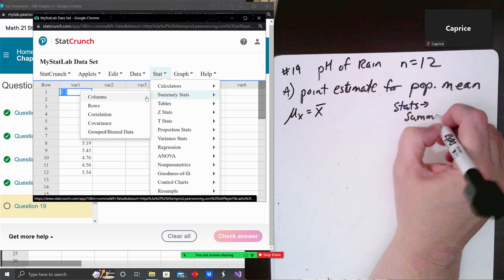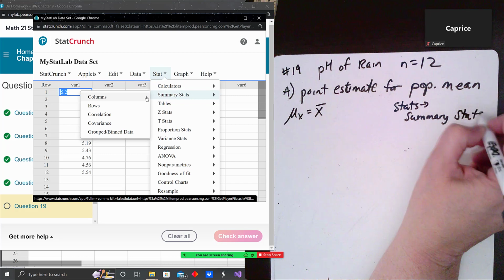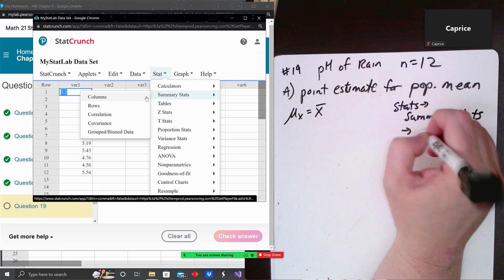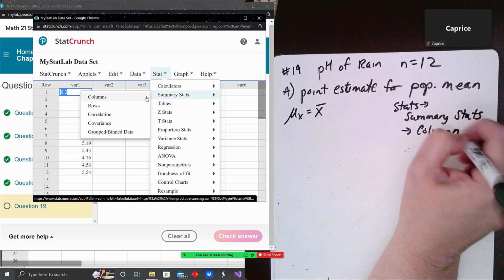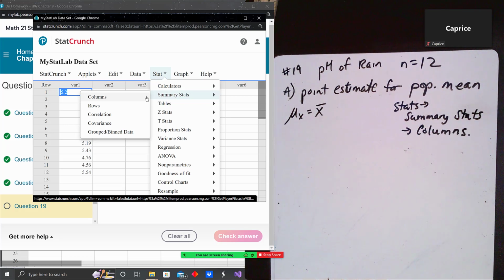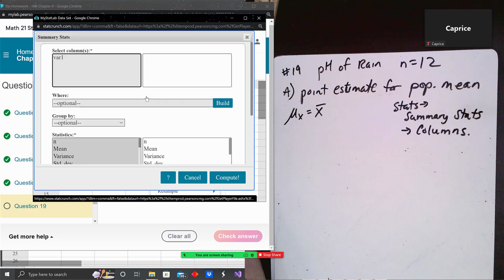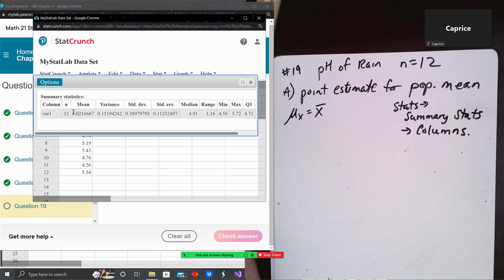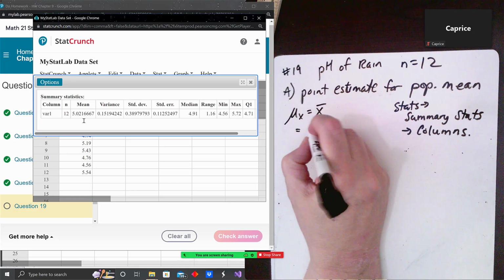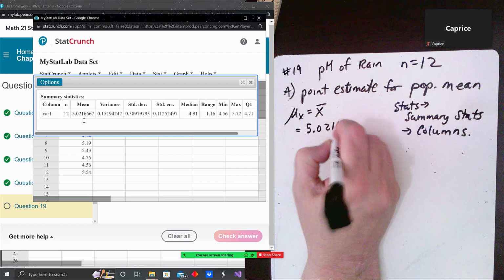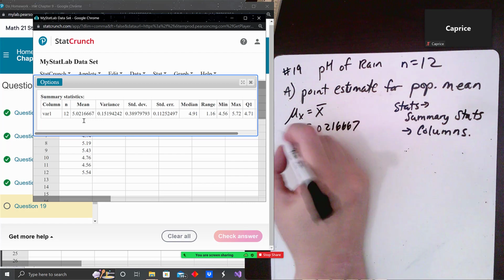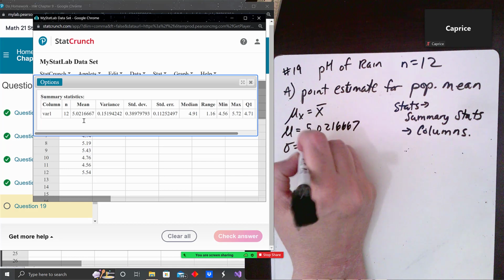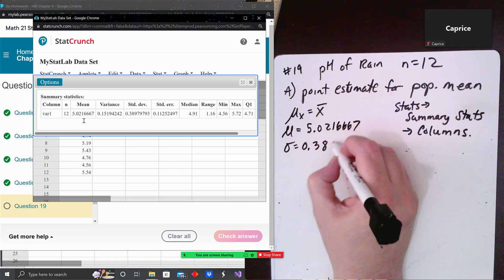Just a reminder, we'll be starting a project soon, and remembering how to get to some of this is handy. It's been a while, but we can tell it to give us all sorts of things. The mean's already on there, so I'm just going to click compute and write down the mean. I'm going to write down standard deviation as well while I'm here, just in case I need it. I don't think I do.